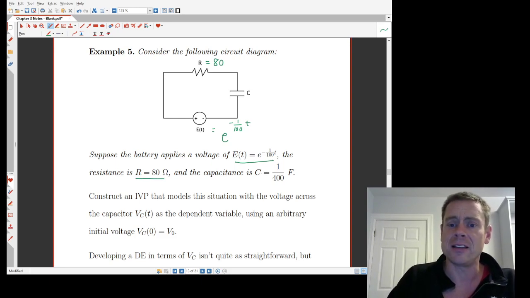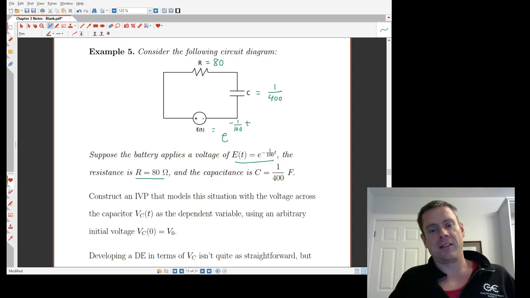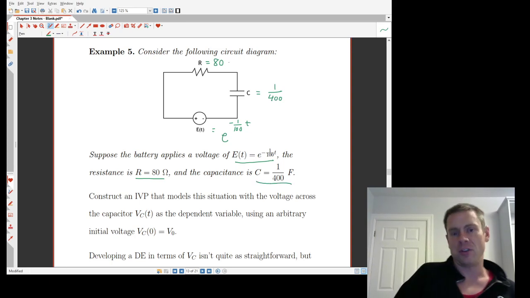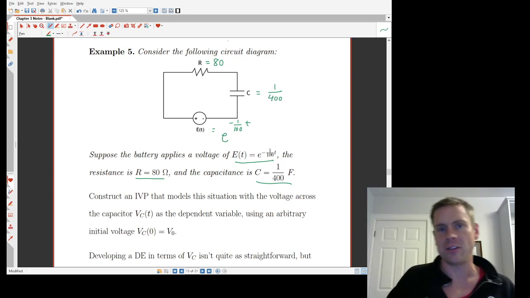And we have a capacitance, C, which is going to be 1 over 400. All right. So far so good. I'm just applying the different information in this problem to the drawing of this circuit to try and match up different components and so on.